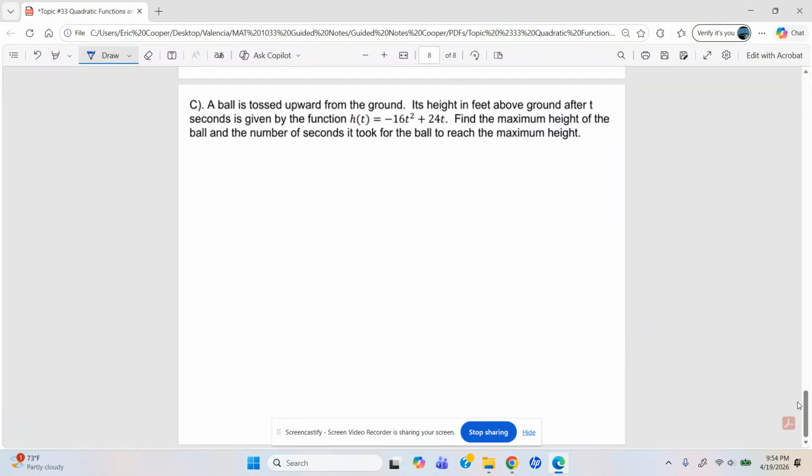A ball is tossed upward from the ground. Its height in feet above the ground after t seconds is given by the function h of t equals negative 16t squared plus 24t. Find the maximum height of the ball and the number of seconds it took to reach the maximum height. So if you think about it, what it's saying is we have some sort of parabola and we threw it. And eventually the ball reached the maximum height. And then it hit the ground. So it wants to know how long did it take to hit the maximum, and how high was it when it hit the maximum. So we're really asking for the vertex here.